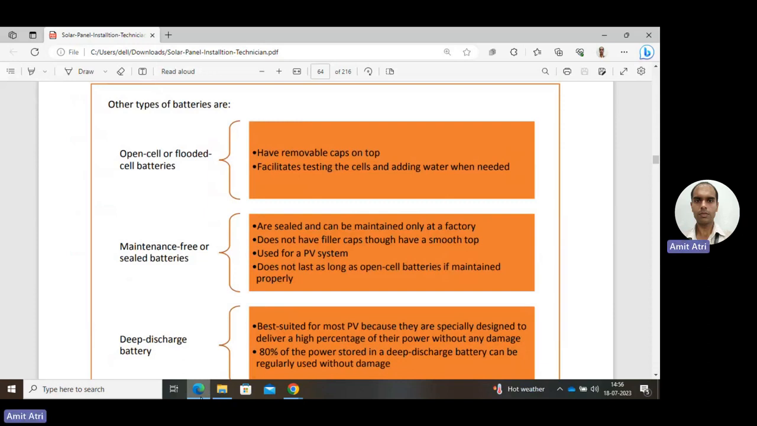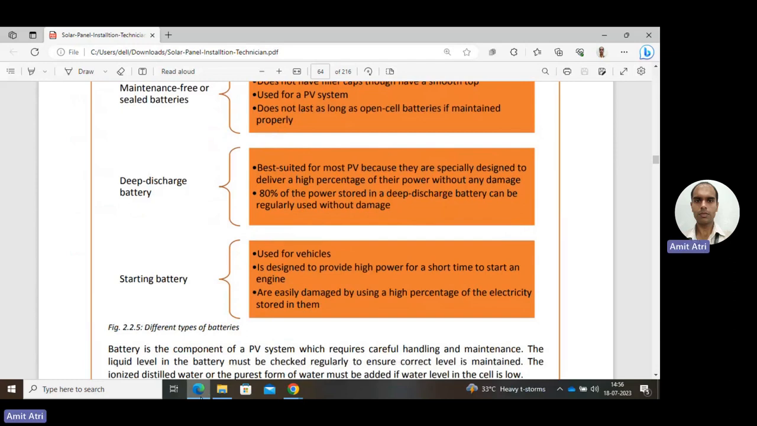Second one, maintenance free or sealed battery. We cannot open this. They are sealed. If we need some type of maintenance, then we have to visit a proper workshop or factory, because we cannot fill the water there. They can be used for PV systems. Their life is less than open cell batteries. If the open cell batteries are properly maintained, then the open cell battery will last longer.